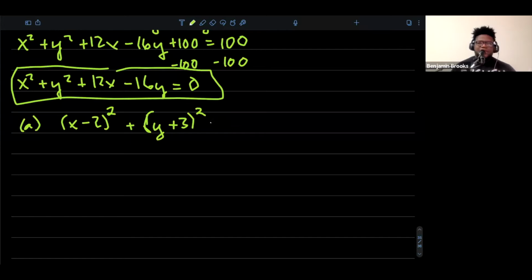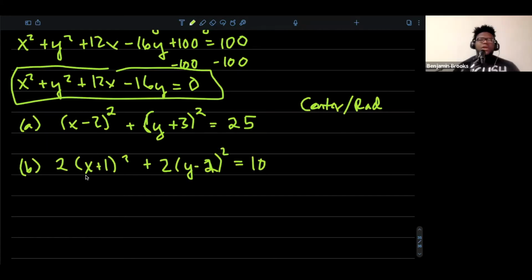Equals 25. Okay. And the question is, you want to determine the center and you want to determine the radius. So I'm going to give you guys a minute to work on that. In the meantime, we'll go ahead and write down the next one. We got B is. All right. So I'm going to divide everything by 2. Well, hold on. Let's do A first.